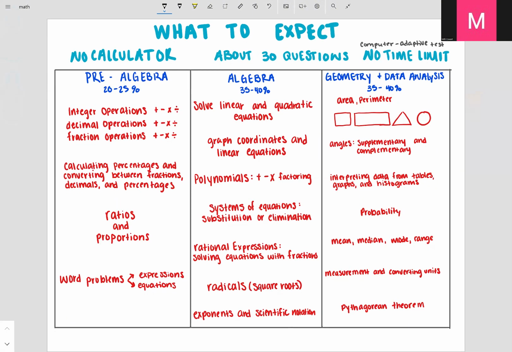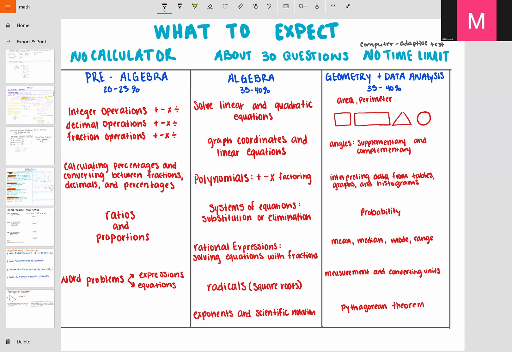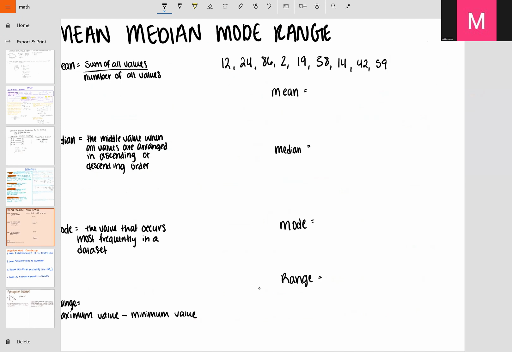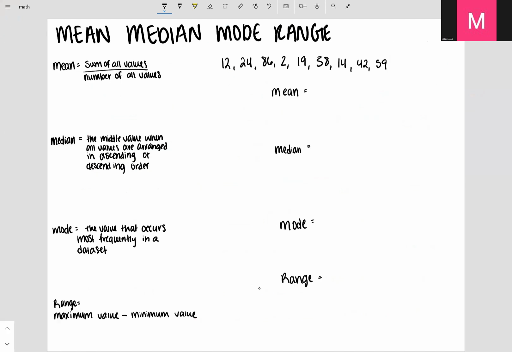Next, we can talk about mean, median, mode, and range. So the mean is the sum of all the values divided by the number of all values. The median is the middle value when you arrange the values in order. Mode is the value that occurs the most frequently, and range is the maximum value minus the minimum value.